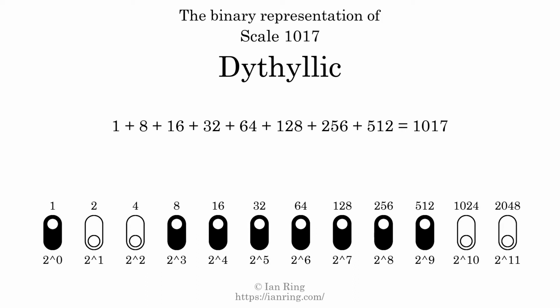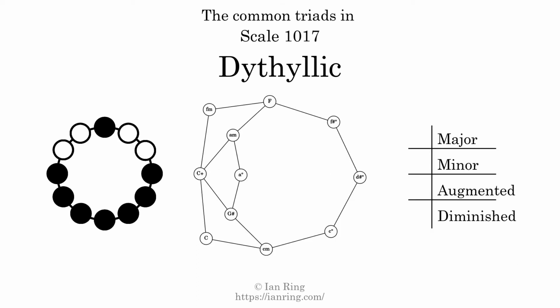The scale number not only enumerates the scale with a unique index, but it also literally describes the tonal content of the scale. Represented as a binary number in base 2, the scale number is 001111111001. Here are the common triads present in this scale.